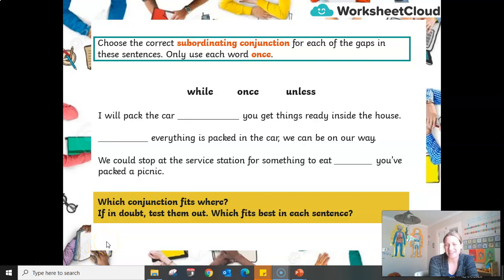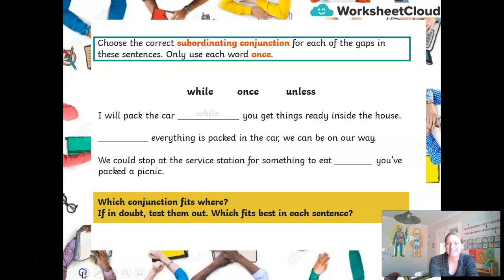Okay, ready? Here are the answers. I will pack the car while you get the things ready inside the house. Okay, a subordinating conjunction. It's joining my 2 parts of my sentence. Once everything is packed in the car, we'll be on our way. We could stop at the service station for something to eat, unless you've packed a picnic. And guys, remember that there is a lesson on subordinating clauses and subordinating conjunctions that you can watch as well.